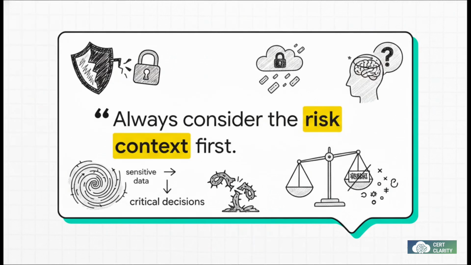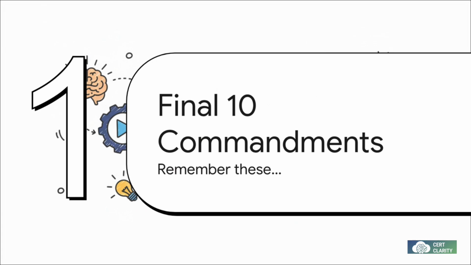And the third golden rule, when you're faced with a scenario, put on your risk management hat immediately. The best answer is almost always the one that best identifies and deals with a relevant risk. Is the scenario about personal information? The answer is probably about data privacy. Is it about a critical system? The answer is probably about mitigating hallucinations. Always think risk first.